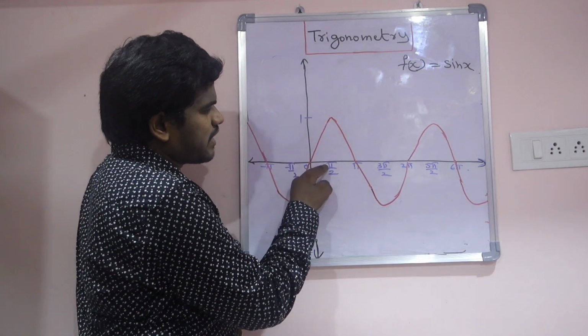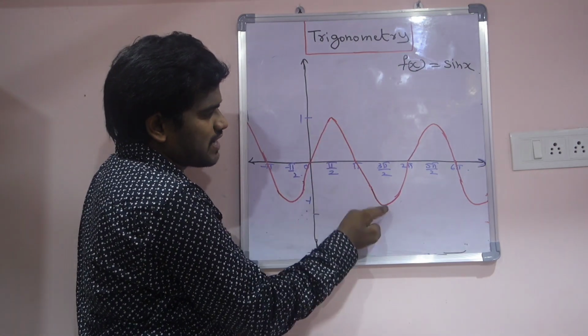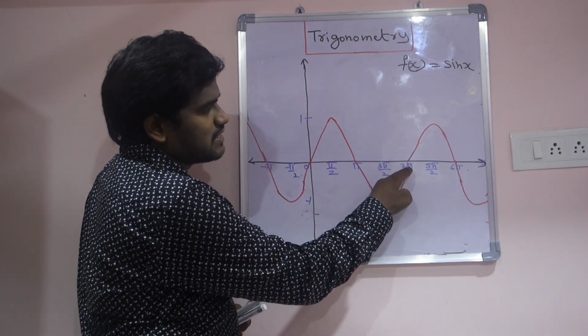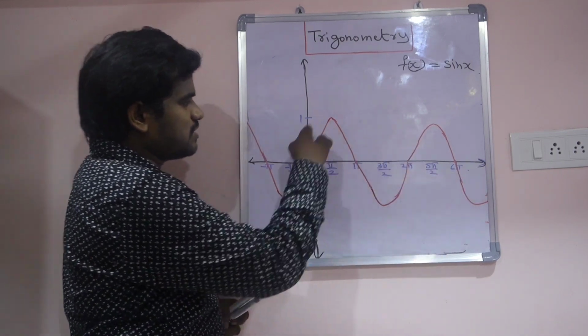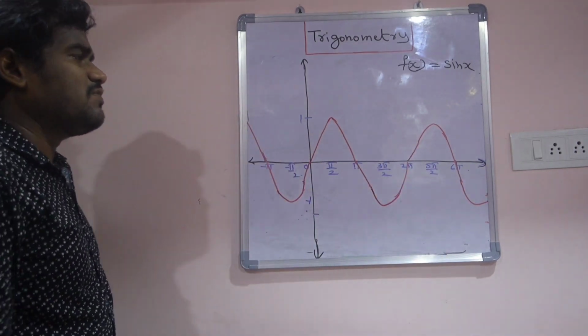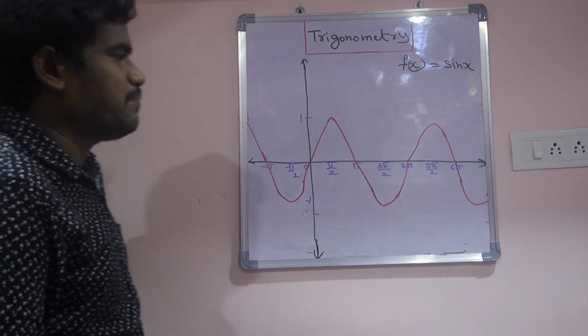Sin 0 is 0, sin pi by 2 is 1, sin pi is 0, sin 3 pi by 2 is minus 1, and sin 2 pi is 0, and sin 5 pi by 2 is plus 1, and sin 6 pi is 0, and so on. This is the sin x graph. In the sin x graph we discuss the domain and range and the period also.